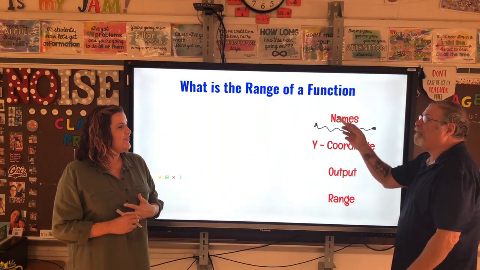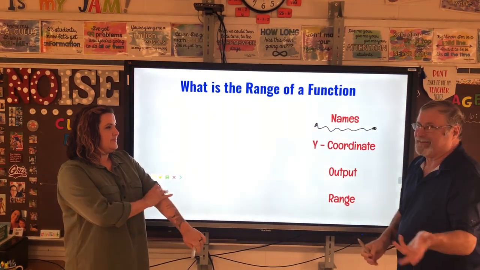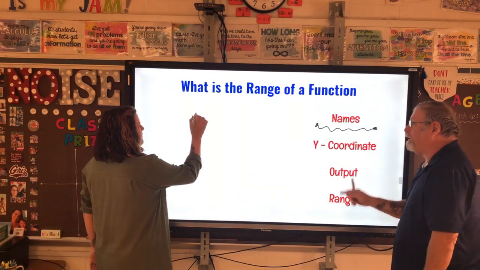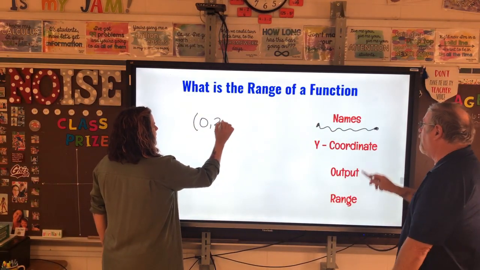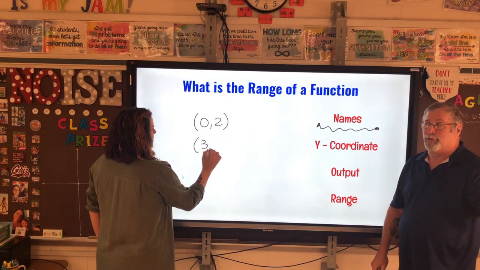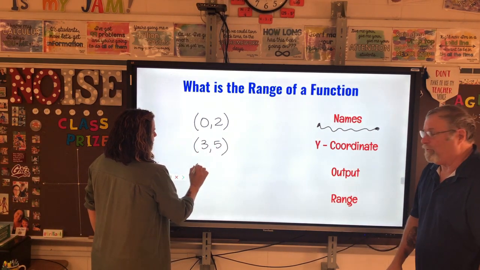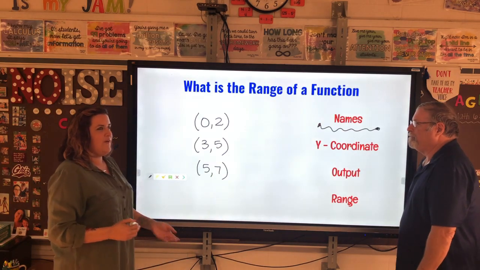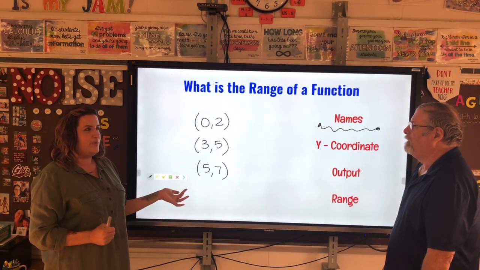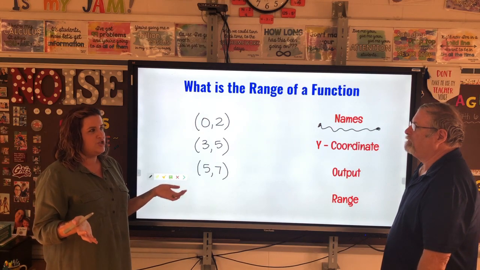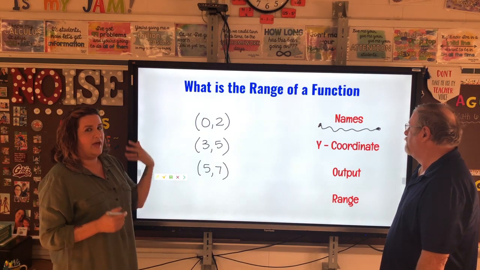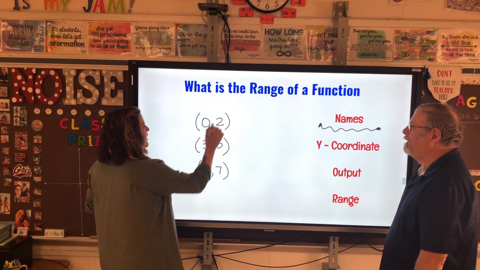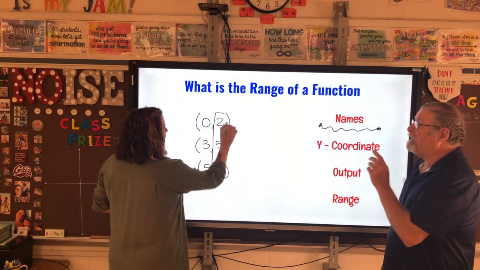Okay, so the names for the range. Obviously, if the one was the x-coordinate, this one must be the y-coordinate. And if the other one was the input, this one must be the output. And of course, we sometimes call it the range. So if I had a list of ordered pairs that are in a function, then to find the range, I'm looking for the y value.